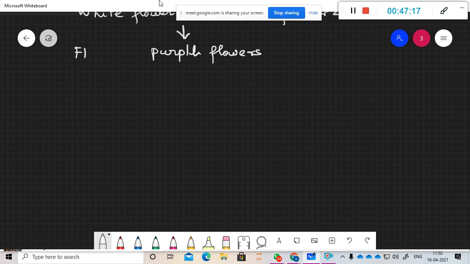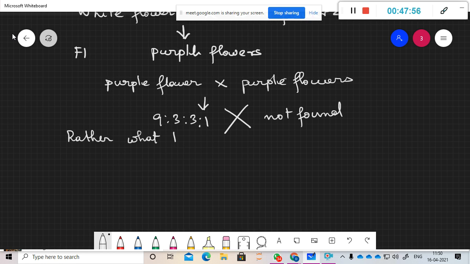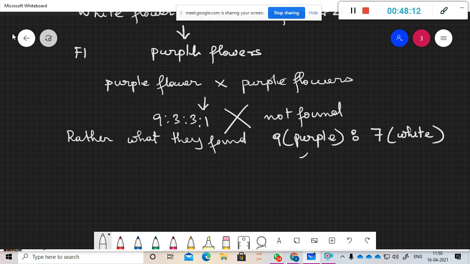So when these hybrids, these purple flowers, were intercrossed, you expected a 9:3:3:1 ratio, but this was not found. Rather what you found was a 9 purple to 7 white ratio.